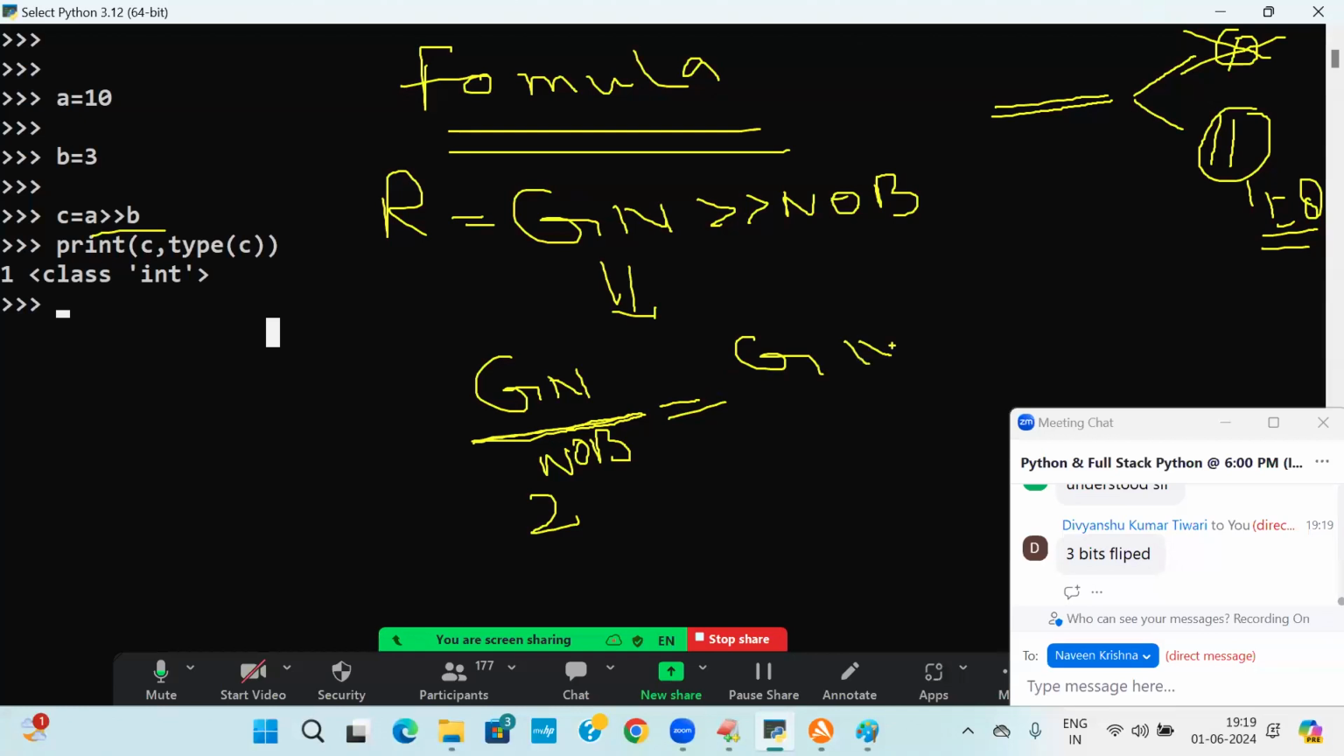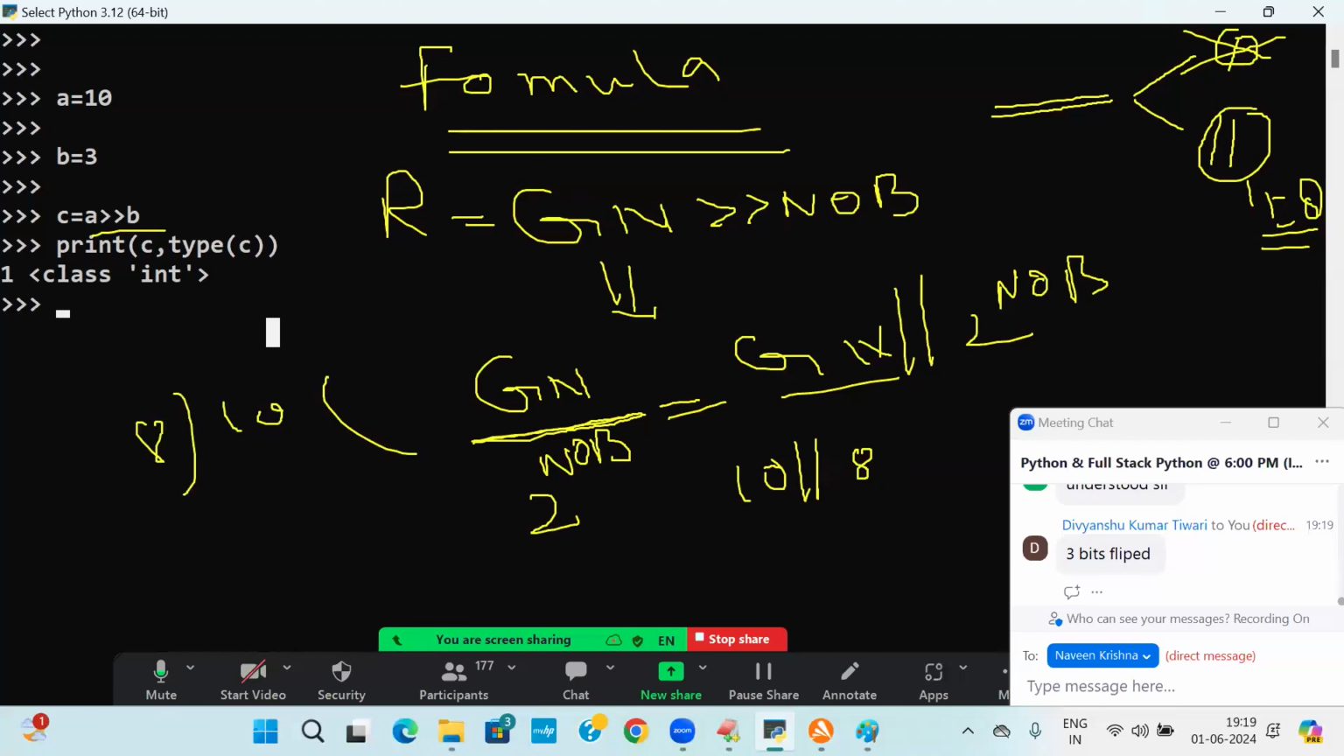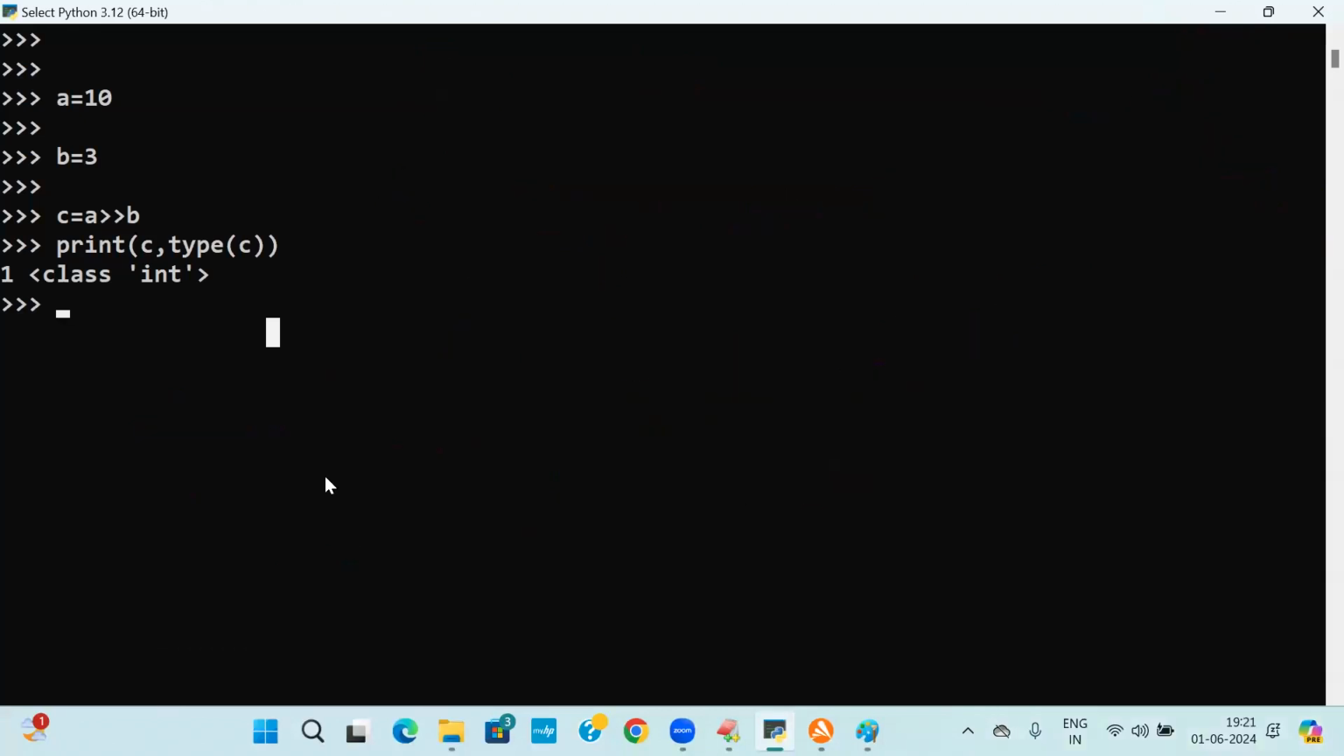So it is the given number, double slash, 2 to the power of number of bits. What is the given number here? 10. 10 double slash 2 to the power of 3. 2 to the power of 3 means 8. 10 divided by 8: 8 once is 8, and the remainder is 2. Only the quotient is taken: 1 is the answer, 2 is the remainder. It won't take a dot. Decimals will not come. I think you are following me.